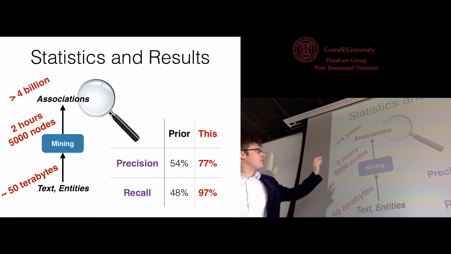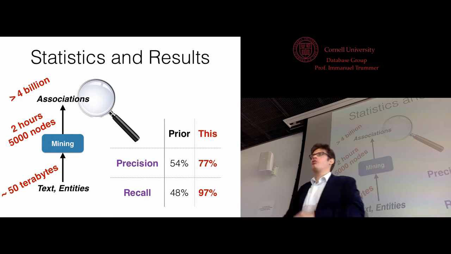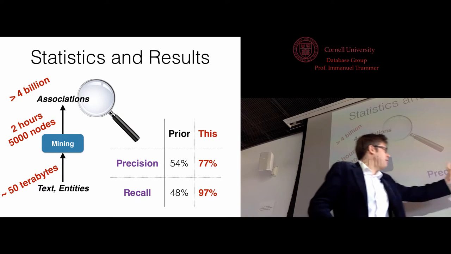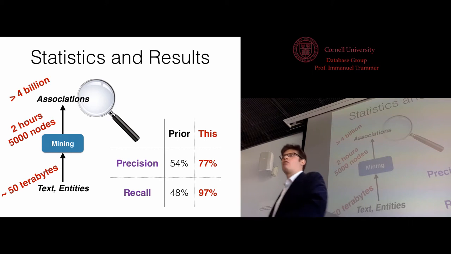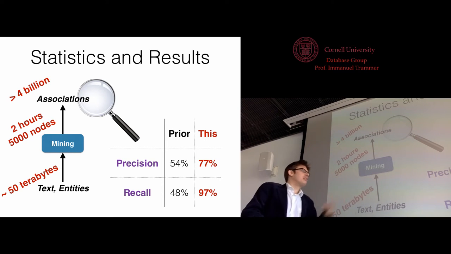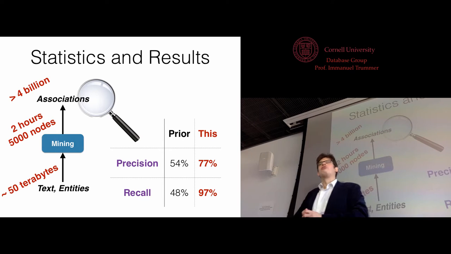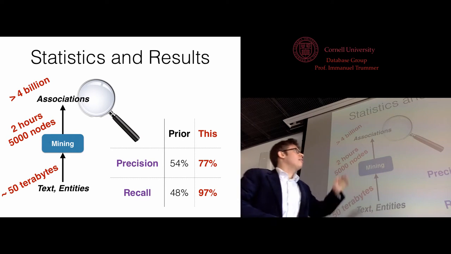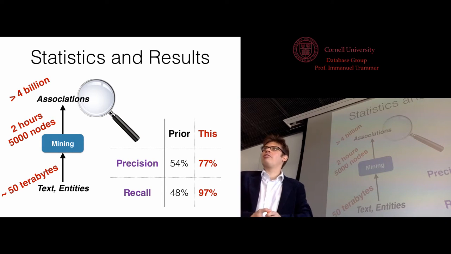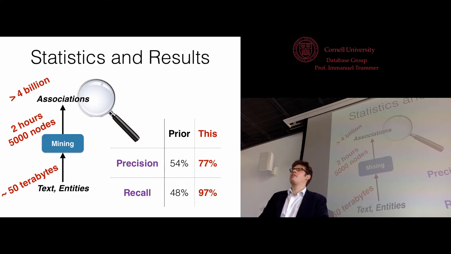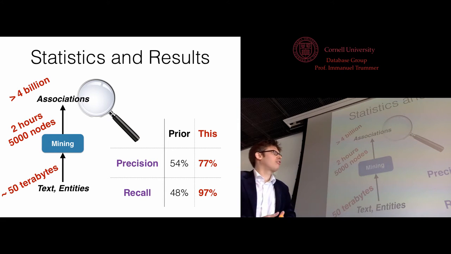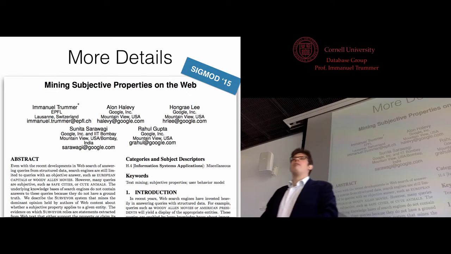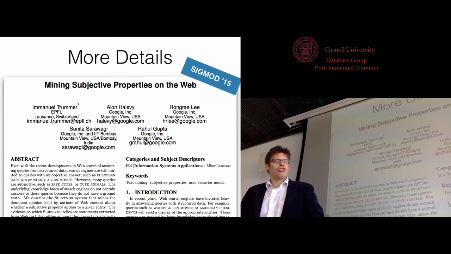And we compared against prior approaches, state-of-the-art approaches for information extraction. But as you see, we can very significantly improve precision and recall at the same time. And in our more detailed experiments, we show that this is mostly due to the fact that we learn those user behavior models. So here we are dealing with subjective properties. So interpreting the collected opinions is actually more challenging than for objective properties. And here in this paper, you can find more details about how we actually achieve that.